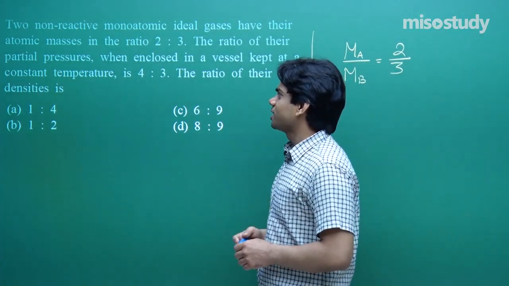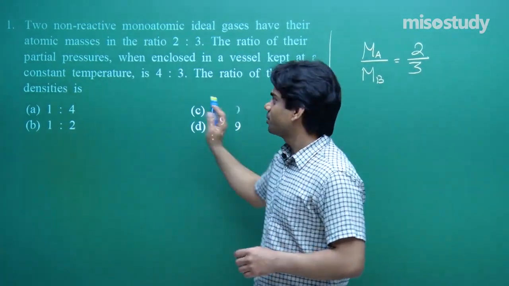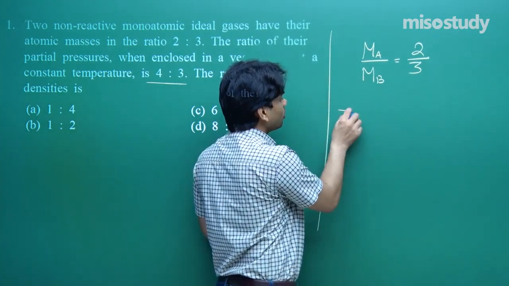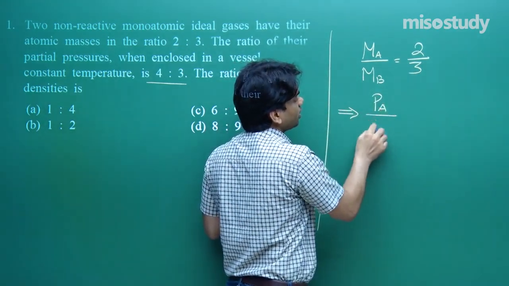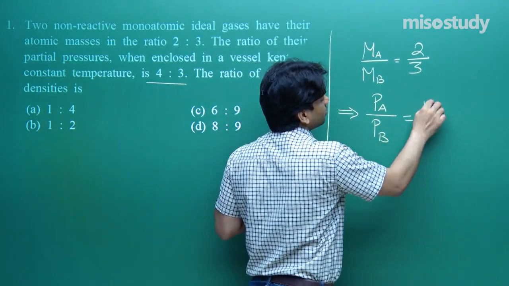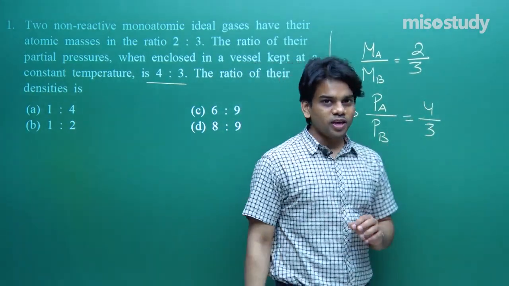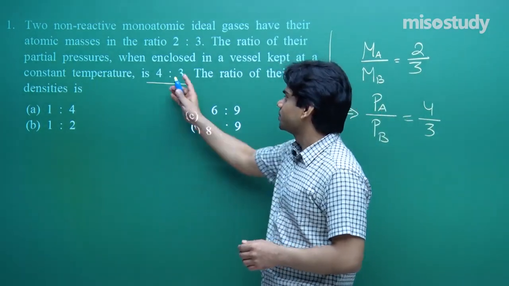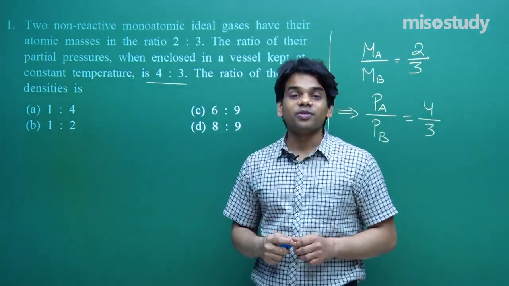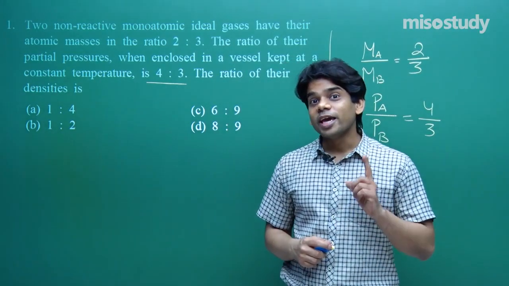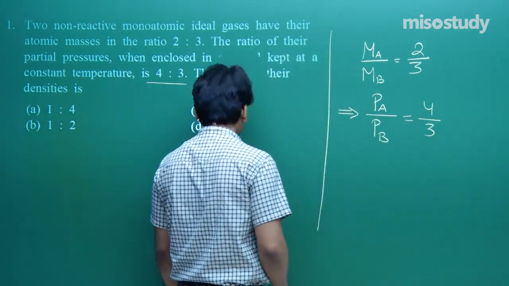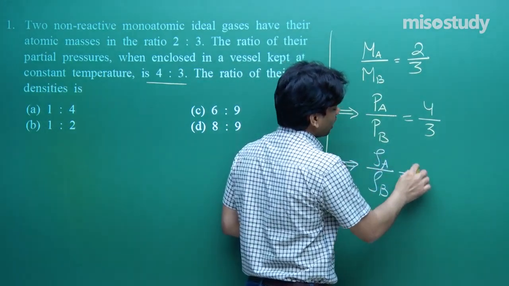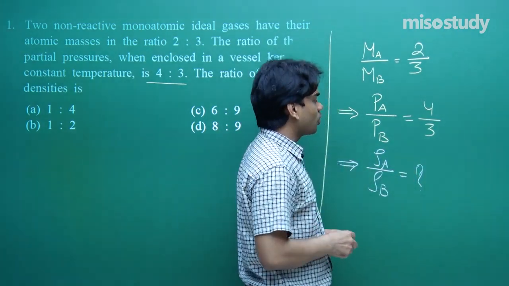The ratio of their partial pressures when enclosed in a vessel kept at a constant temperature is 4:3. So pressure of A to pressure of B is 4:3. Here I am using PA and PB for the partial pressures of A and B. So PA by PB is 4:3, that is what has been provided in the question. The required thing in this question is that you need to evaluate the ratio of the densities of A and B. Let's try to find out what the ratio will be.